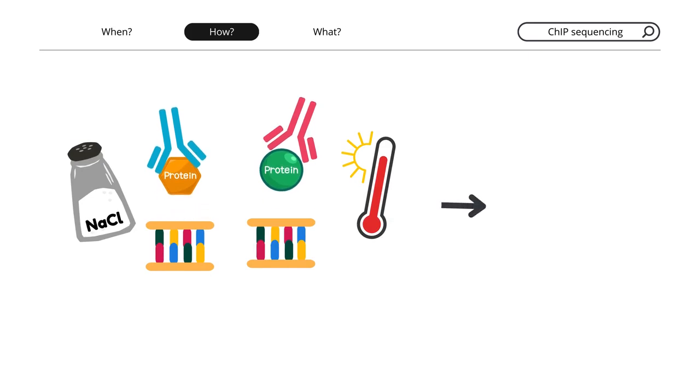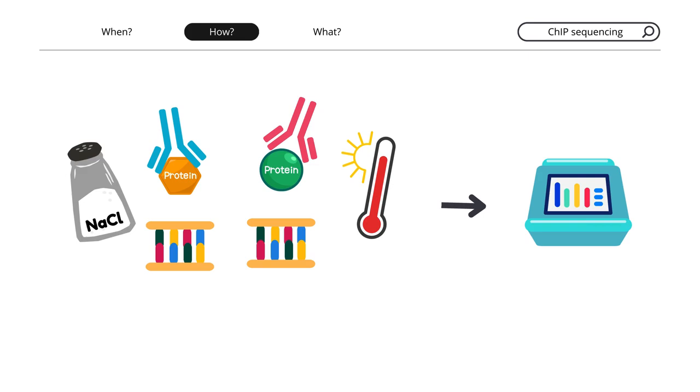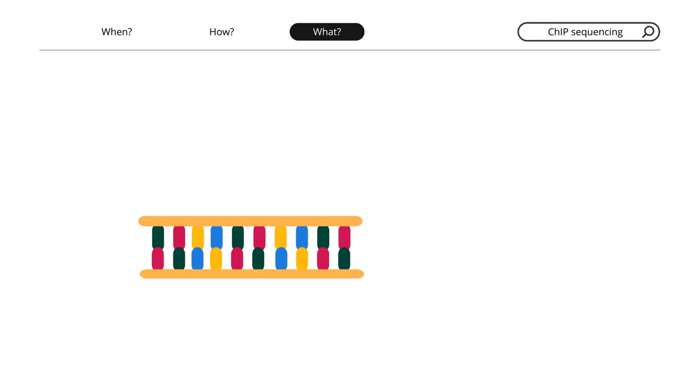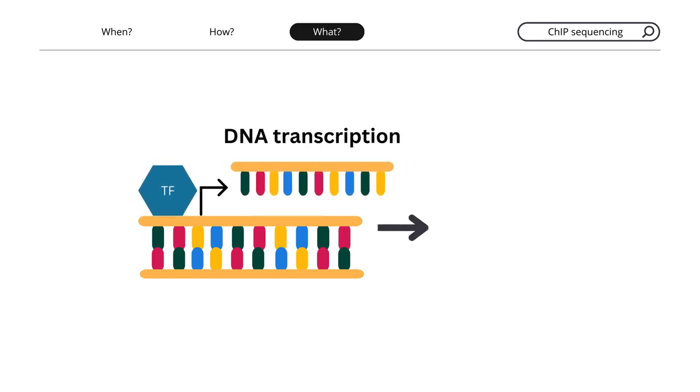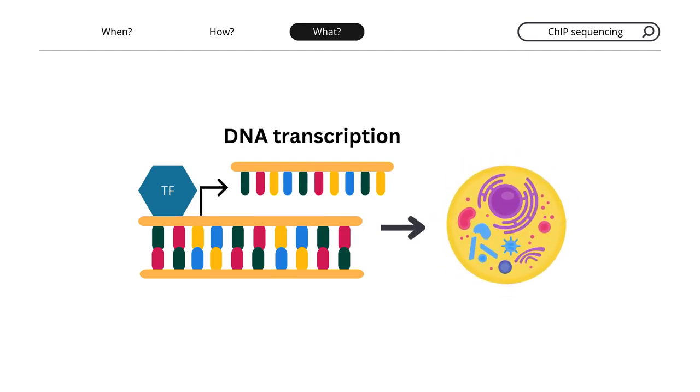Now, DNA can be purified, sequenced, and mapped to a genome, revealing the DNA sequence regions bound to our protein of interest. This method gives us a picture of where proteins, such as transcription factors, bind to DNA. Understanding these interactions is essential for comprehending cellular processes.